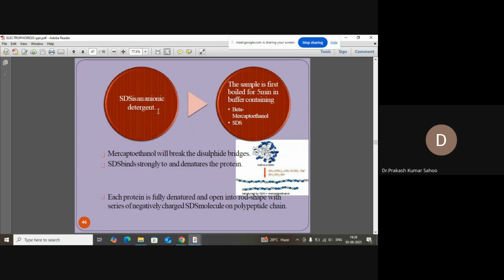It is an anionic detergent, SDS. The sample is first boiled for 5 minutes in buffer. Beta mercaptoethanol or SDS may be used. Then, on average, one SDS molecule binds for every 2 amino acid residues. Hence, the original negative charge is completely swamped by the negative charge of the SDS molecules.